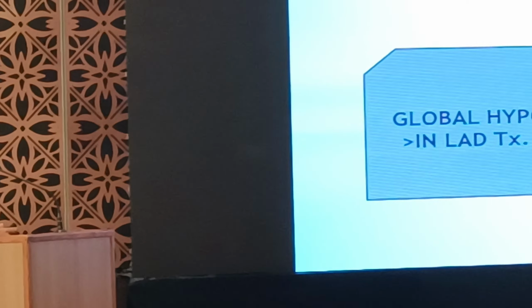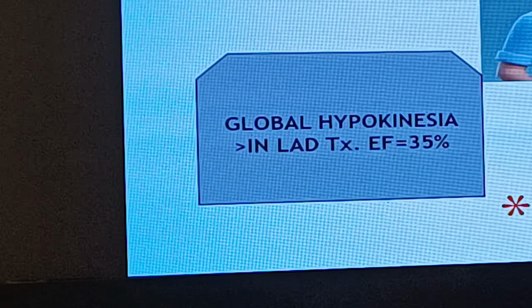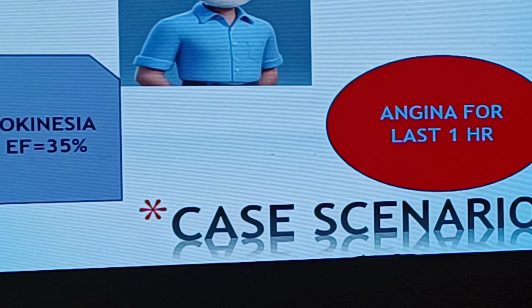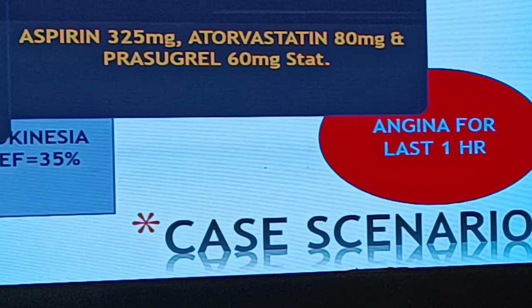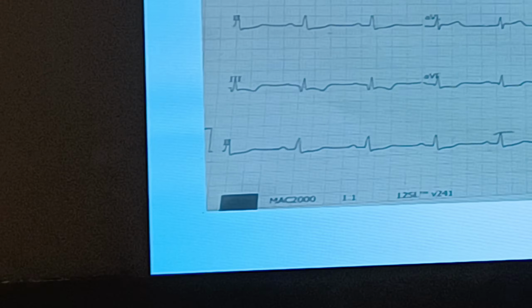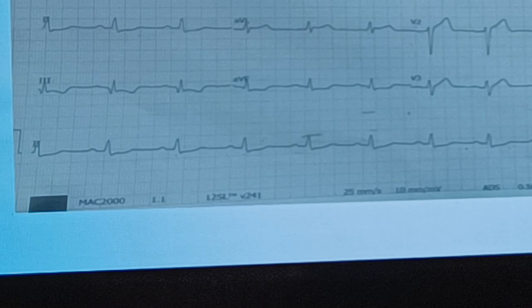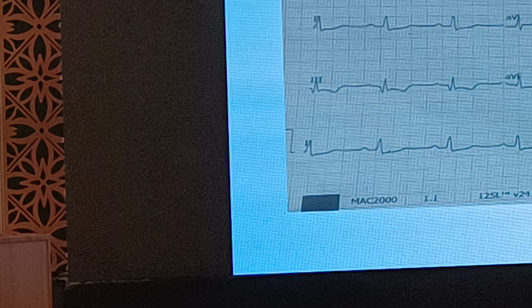We recently dealt with a case, a 54-year-old gentleman with a medical background of type 2 diabetes mellitus, presented with a history of angina pectoris for the last 1 hour, and his ECG showed anteroseptal STEMI, and on echocardiogram it was a global hypokinesia more in the LAD territory with EF of around 35%, and immediately loaded with aspirin, atorvastatin and prasugrel as per the guidelines. Here you can see in the ER the upsloping ST elevation V1 to V4 with reciprocal changes in the inferior leads.